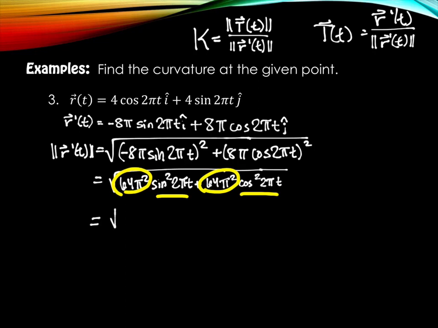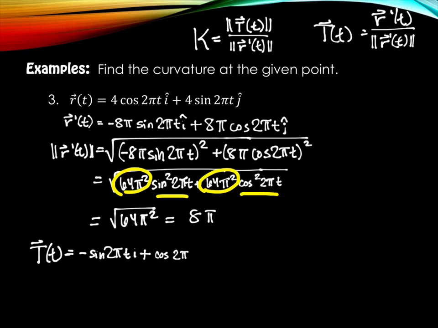So we have our square root of 64 pi squared. That's all that remains, which would be 8 pi. So our magnitude of r prime of t is 8 pi. So if I want to find T of t, we will have this 8 pi as the denominator of each of the components of r prime of t. But that's actually pretty nice. It actually works out really nice. So I just end up with a negative sine of 2 pi t i plus a cosine of 2 pi t j.